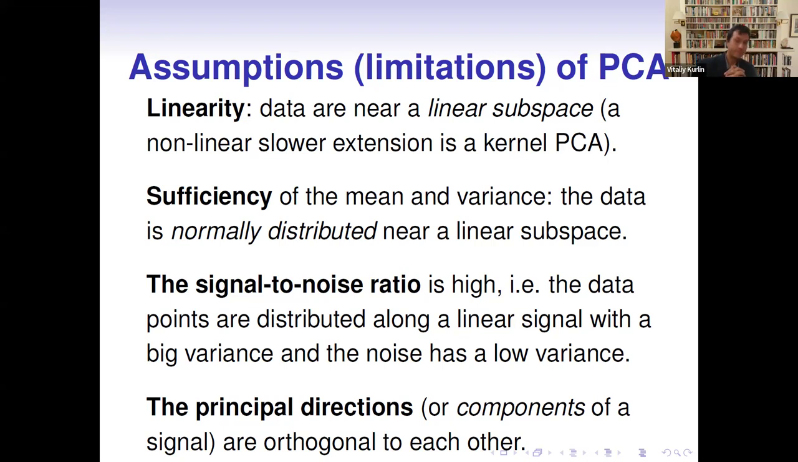Yes, we'll give examples in a minute. Of course, these assumptions cannot really be checked, so we can only hope that they hold. But one advantage of principal component analysis is that it is a deterministic method.